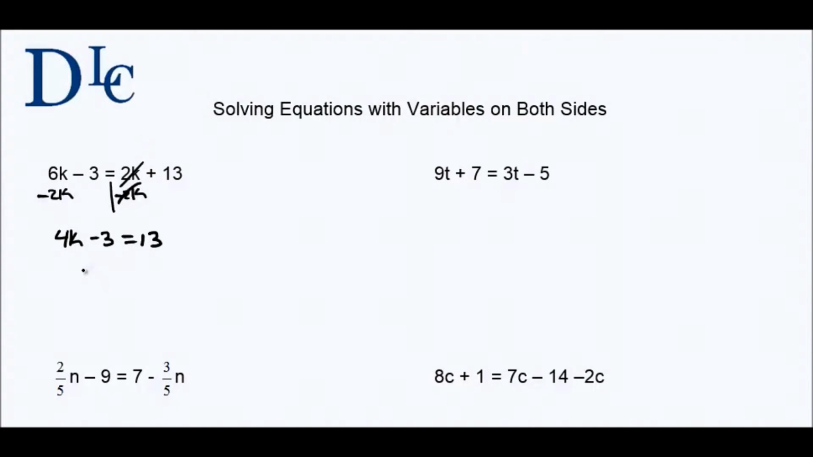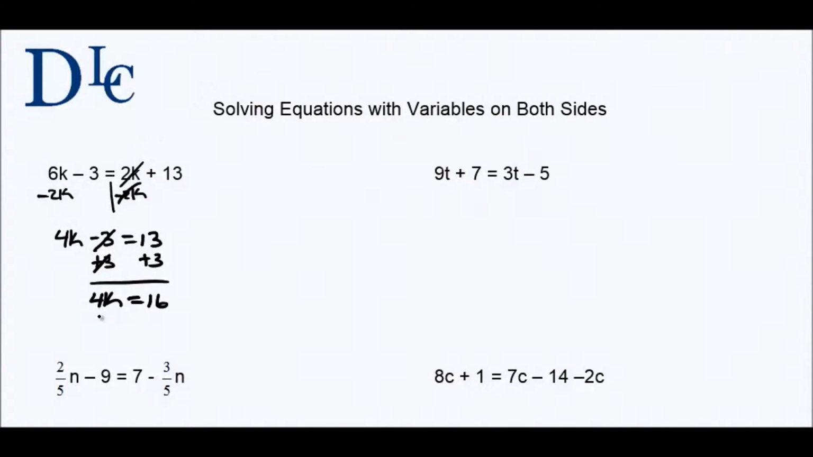Now we have a two-step equation. So I have a negative 3. Remember, with two-step equations, you want to add and subtract before you multiply and divide. So because I have a negative 3, I want to zero that out by adding 3 to both sides. The 3 zero out, so I'm left with 4k is equal to 16.